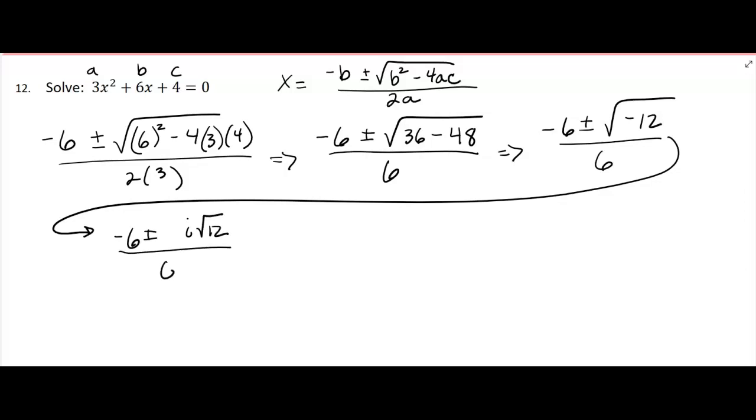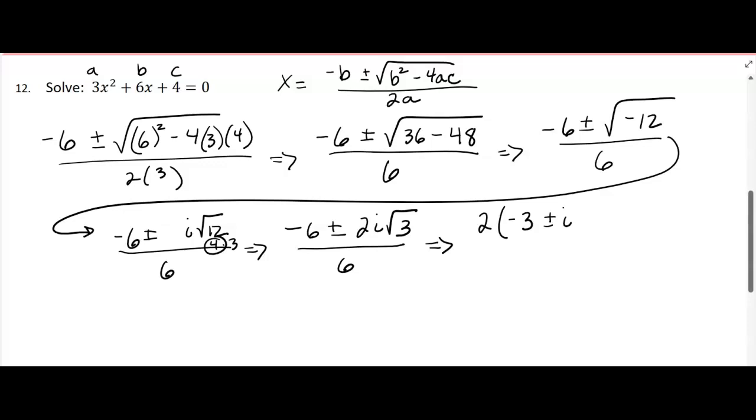I'll do it in 2 pieces so you can see it. Now, 12 is 4 times 3. 4 you can take the square root of. So it's 2i square root 3 over 6. We're not quite done, but we're getting there. What if I factor out 2 in the numerator? I have -3 plus or minus i square root 3 over 6. Then I can cancel the 2 and the 6.